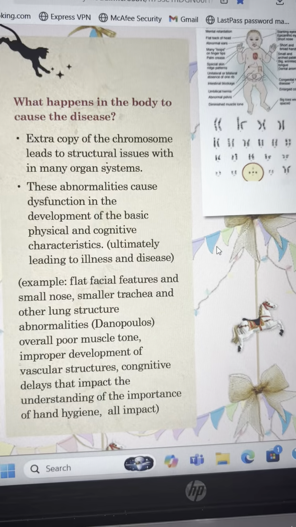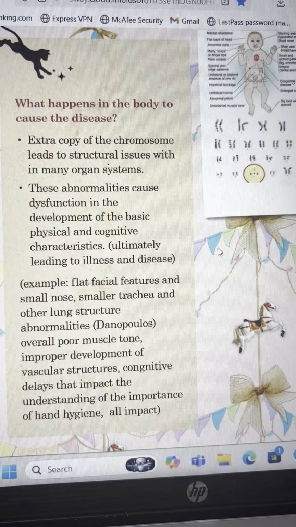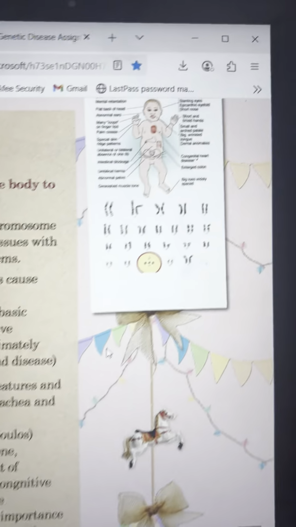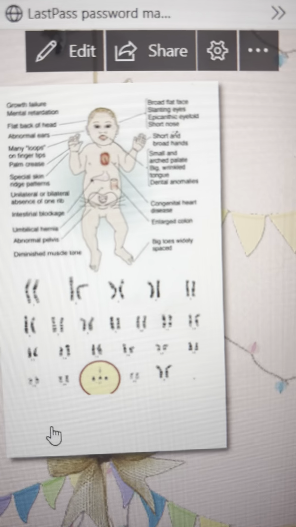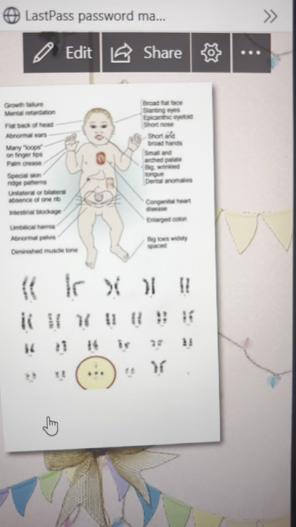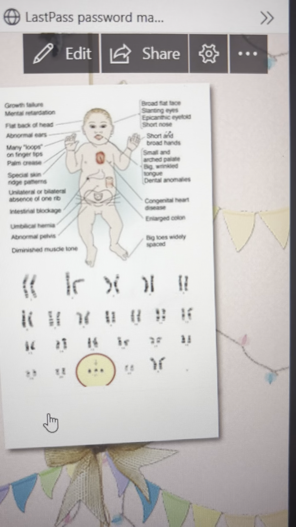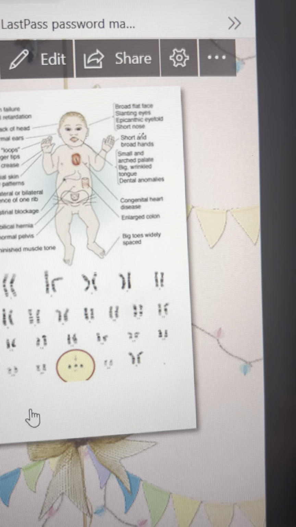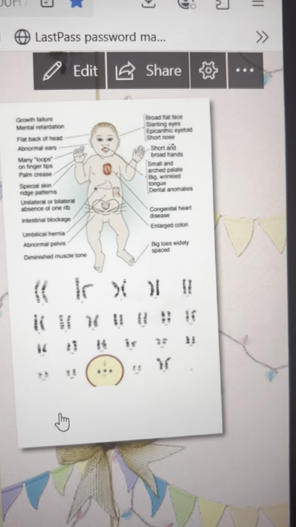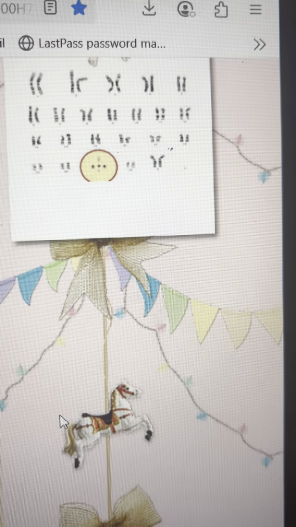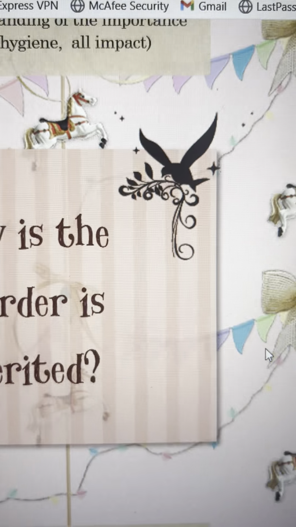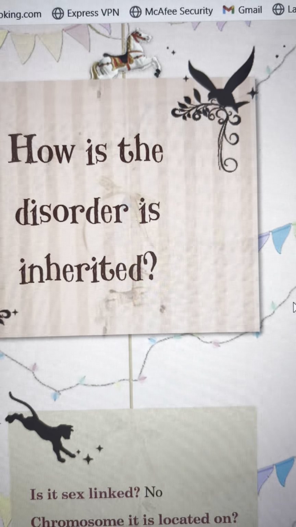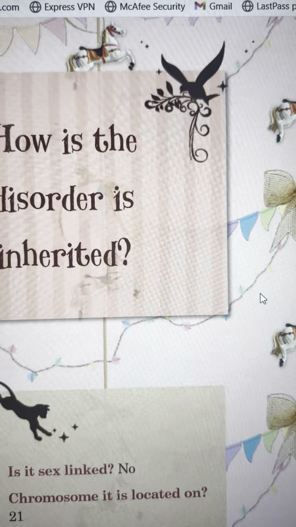What happens in the body to cause the disease? Ultimately, it's related to the structural issues that extra chromosome causes within the organ systems. These abnormalities cause dysfunction in the development of the basic systems, and that leads to illness and disease. Examples are related to the flat facial features, small nose, small trachea, other lung structure issues, poor muscle tone, bad vascular structure, cognitive delays. So something as simple as a viral infection or a lower respiratory infection can be very troublesome, as their basic structures don't support very effective healing.